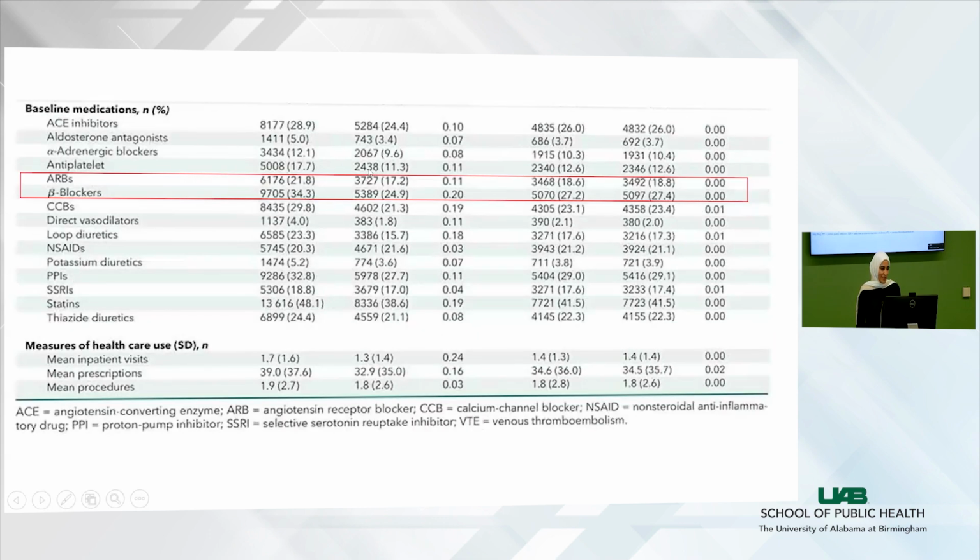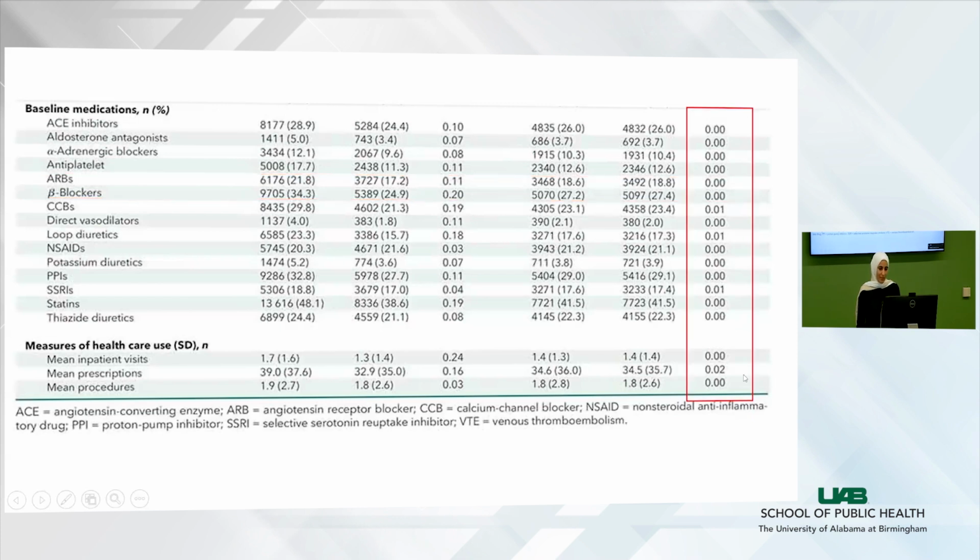And similarly, patients in the apixaban arm tended to have higher use of angiotensin receptor blockers, 22% versus 17%, and beta blockers, 34% versus 25%. Again, we can see the balance in all baseline medications and measures of healthcare use in the post-matching cohort.